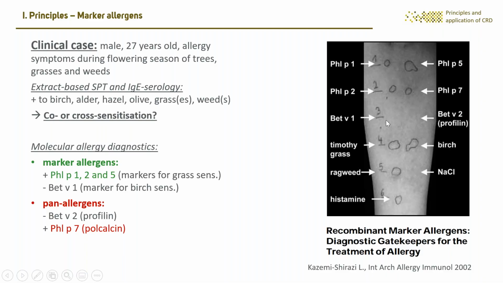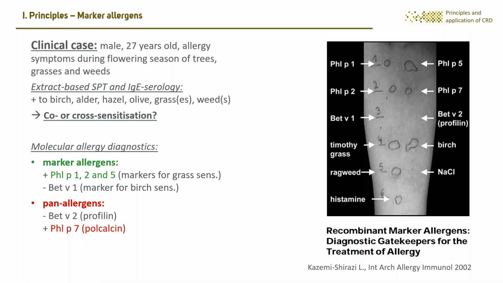Looking at birch pollen, he was negative to the marker allergen for birch pollen, which is Bet v 1. So in that case, we can rule out a genuine sensitization to birch pollen. So why did this patient show reactivity to the birch extract? It was not mediated by profilins, shown here, this was negative, but it was polcalcins. Phl p 7 is the polcalcin of timothy grass, which is highly cross-reactive to Bet v 4, the polcalcin from birch pollen.